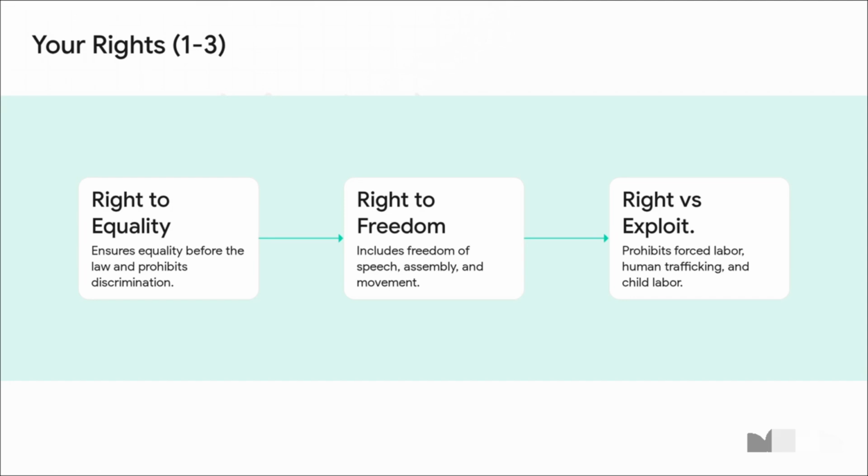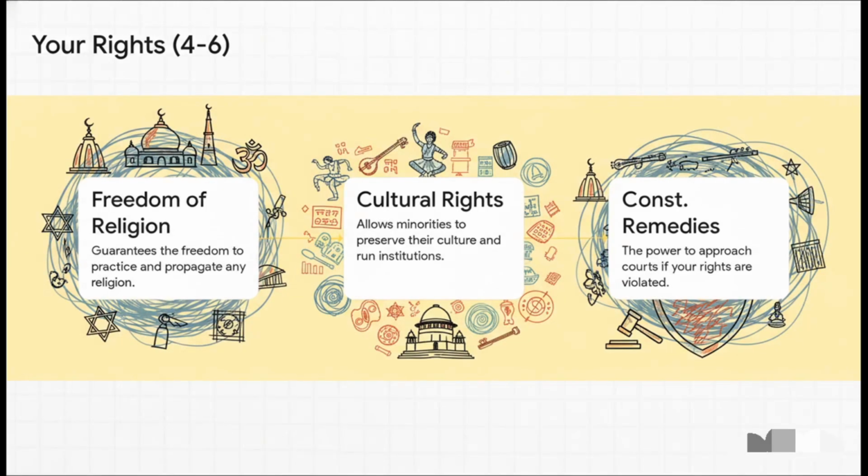Then there's the right to freedom, which is actually a whole bundle of rights, like free speech, the right to gather peacefully and to move around. And third, the right against exploitation, which protects you from horrible things like forced labor and human trafficking. The next 3 are just as important. The right to freedom of religion, which gives you the liberty to practice your faith. Then you have cultural and educational rights, which are so key for protecting India's incredible diversity.